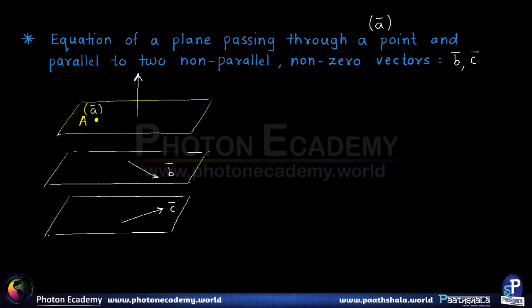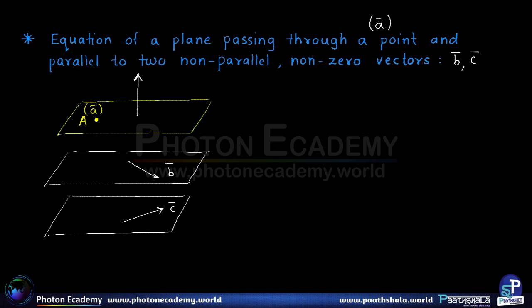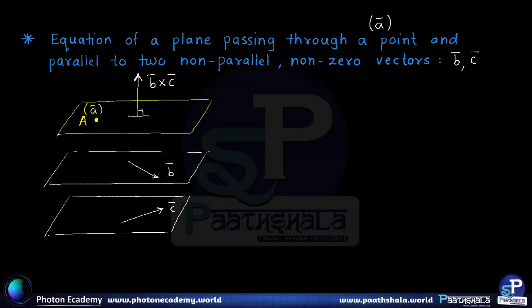If we look at the figure, we have b bar and c bar as non-parallel and non-zero vectors. If you recollect from the basics of vectors, the cross product of the two vectors b bar and c bar will be in a direction perpendicular to both b bar and c bar, and we find that direction using the right hand thumb rule. So clearly b bar cross c bar is the vector which is definitely perpendicular to the given plane. So we have found one vector, which is b cross c.